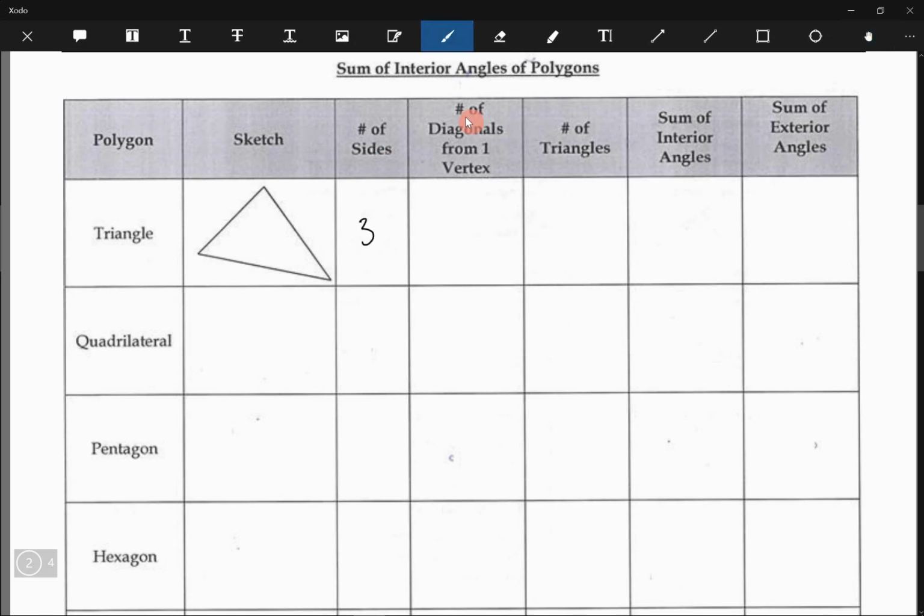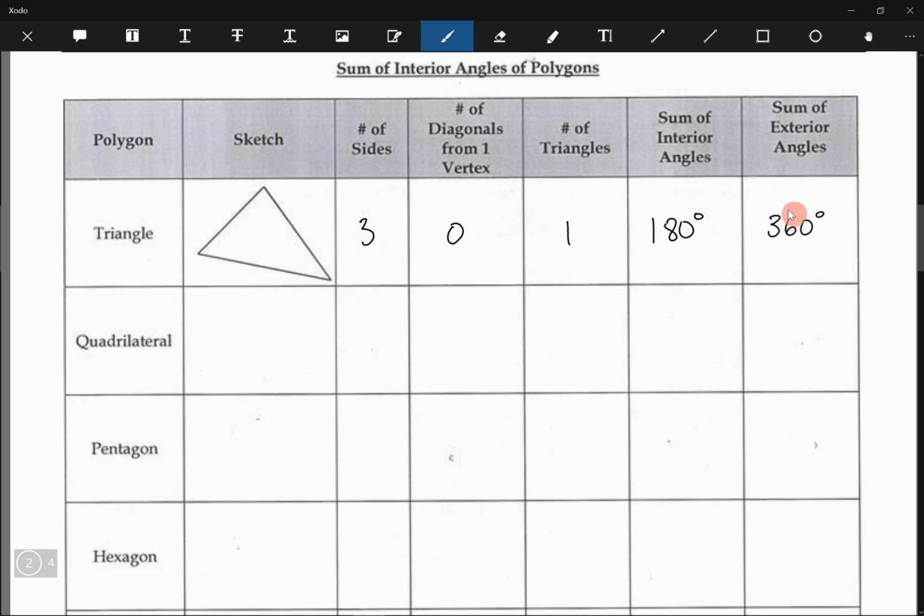How many diagonals from one vertex? Well, we have no diagonals. I can't draw a diagonal from this vertex to any other vertex. That will already be the side here, and that will be already this side. So there are no diagonals. Number of triangles that we see here, we just see one triangle. Sum of the interior angles, we already know that the sum of the interior angles is 180 degrees. And the sum of the exterior angles is 360 degrees.